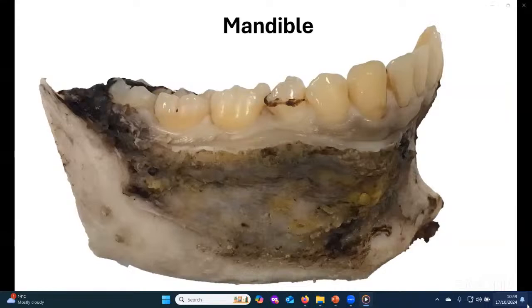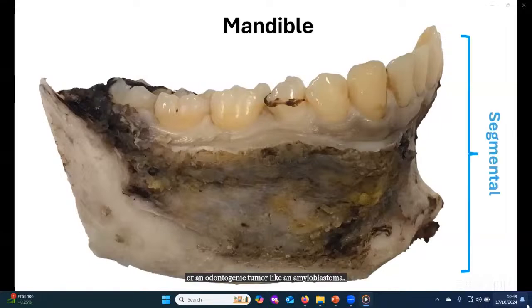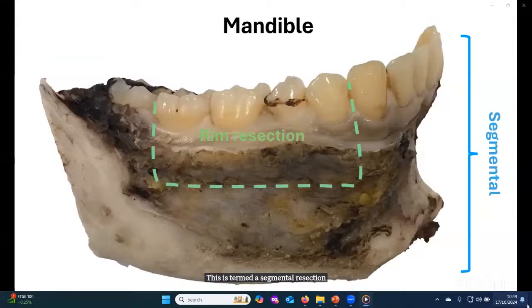Mandibular tumours are approached in a similar way, and this may be for excision of malignant tumours such as a mucosal carcinoma or an odontogenic tumour like an ameloblastoma. If you have the full thickness of the mandible, which includes the tooth-bearing region and lower border, this is termed a segmental resection, whereas a rim resection includes only the tooth-bearing region. The approach is similar in both malignant and benign tumours.